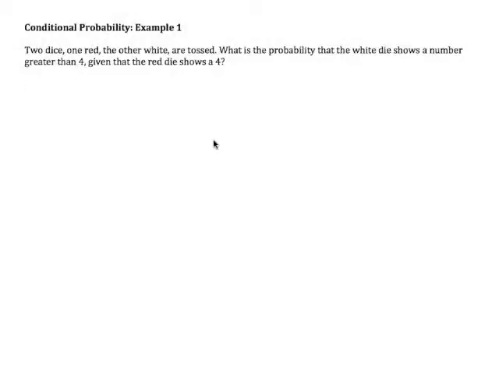Okay, in this question we're going to do a simple example involving conditional probability based on the illustration that I did in the previous video. Again, we have two dice, one red and the other white, and we're tossing these two dice. We want to know what is the probability that the white die shows a number greater than 4 given, very important, that the red die shows a 4.